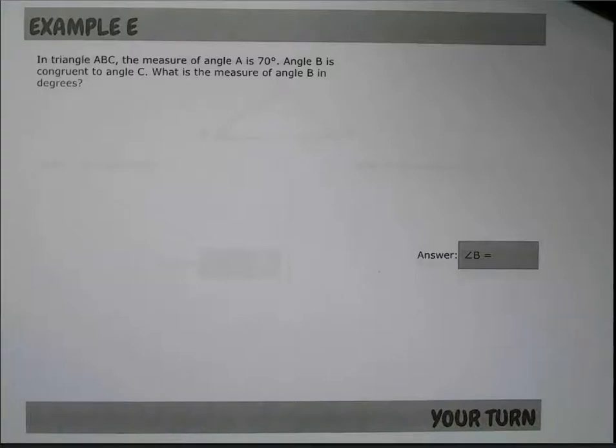Okay, example E says, in triangle ABC, the measure of angle A is 70 degrees. Angle B is congruent to angle C. What is the measure of angle B in degrees?